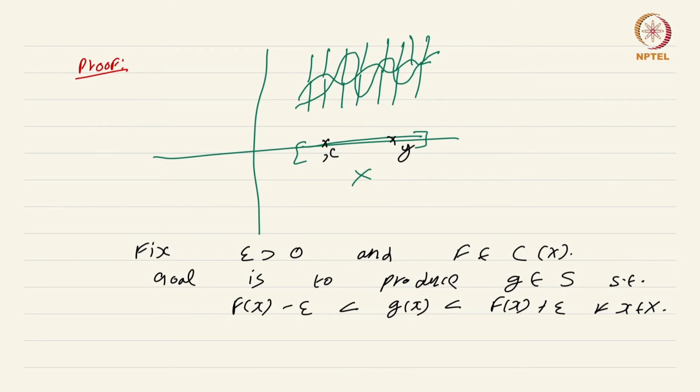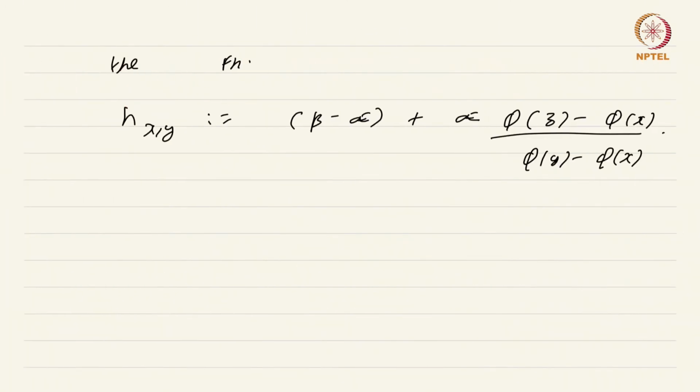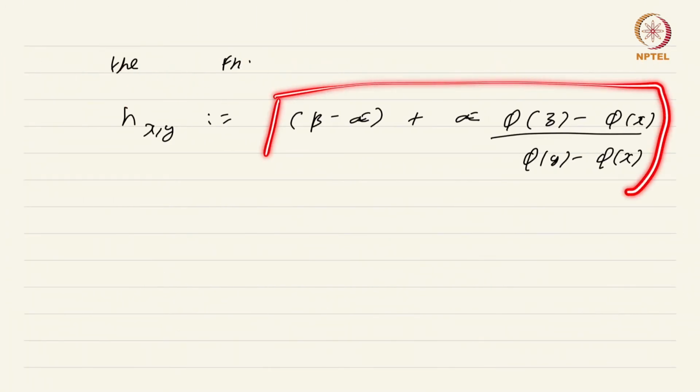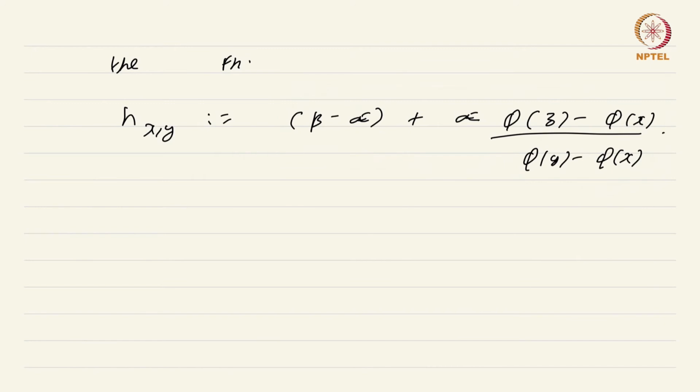As a start, I'm going to produce a function h_{x,y} which agrees with f at these two chosen points x and y. That's the aim, and the claim is that this function does the job for us. How does it do the job for us? Well, let's see what this function's value is. First of all, h_{xy} is an element of S.